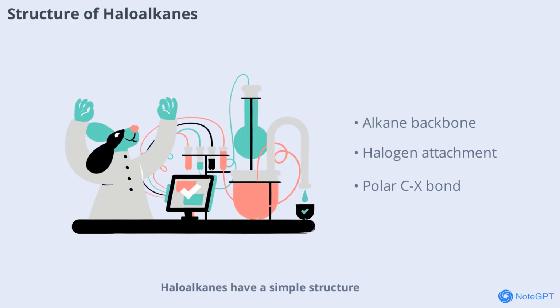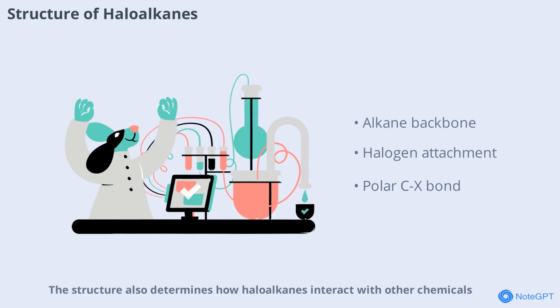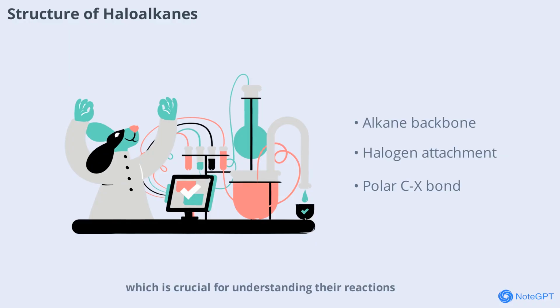Haloalkanes have a simple structure, an alkane backbone with one or more halogen atoms attached. The carbon-halogen bond is polar due to the difference in electronegativity between carbon and halogen atoms. This polarity influences the compound's physical and chemical properties, such as boiling point and solubility. For example, the presence of a chlorine atom in chloroethane makes it more reactive than ethane. The structure also determines how haloalkanes interact with other chemicals, which is crucial for understanding their reactions.